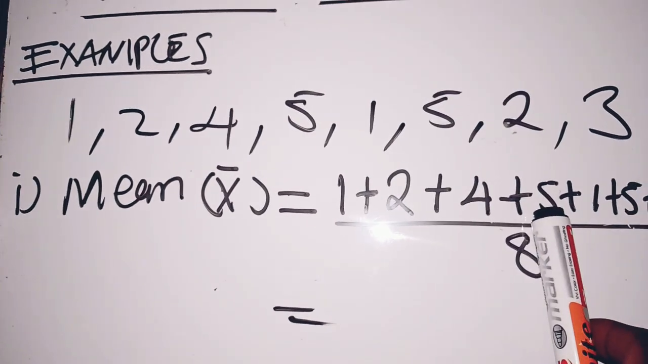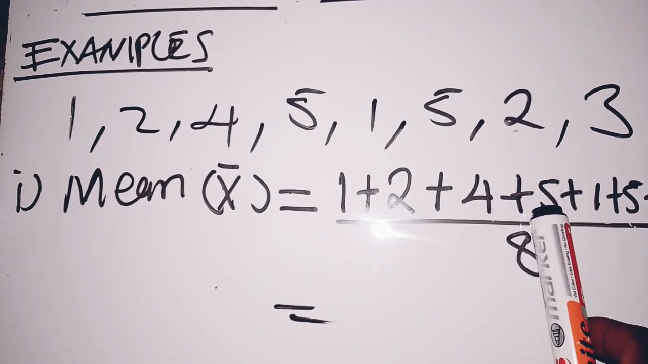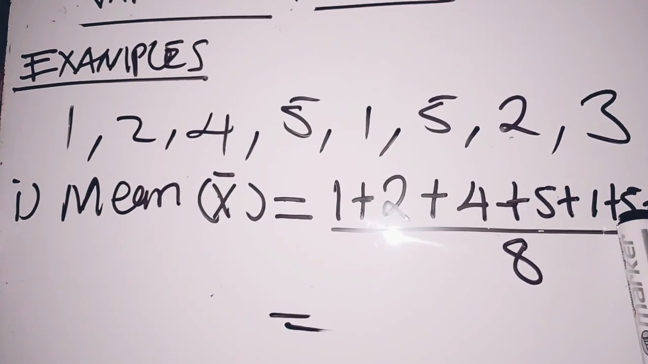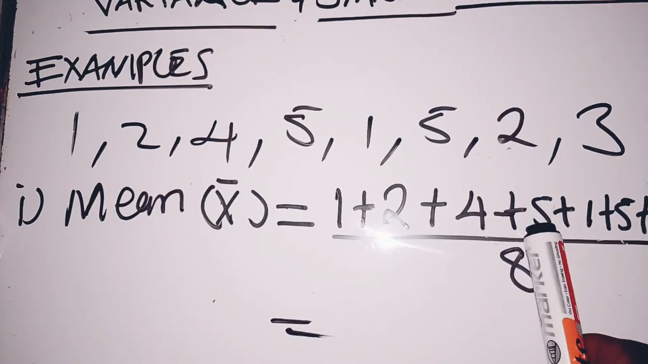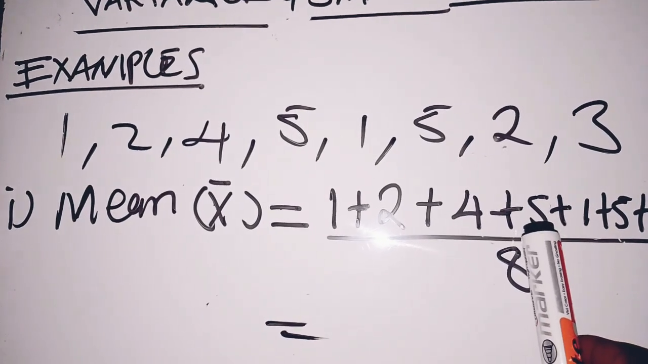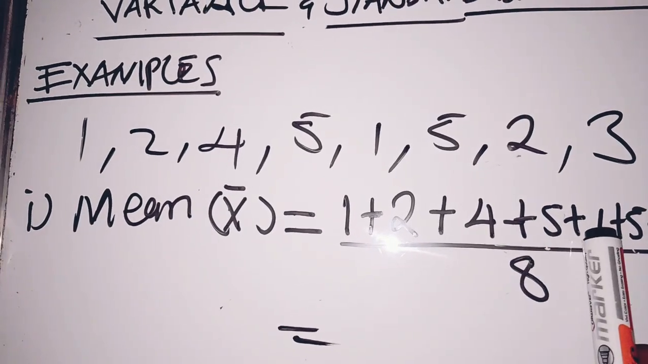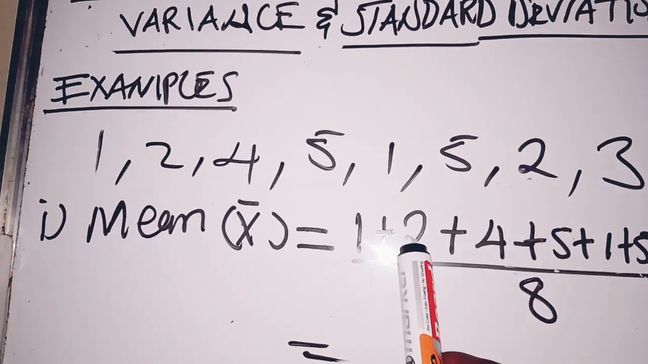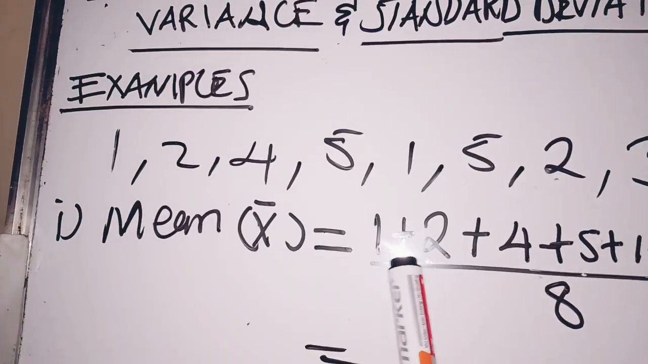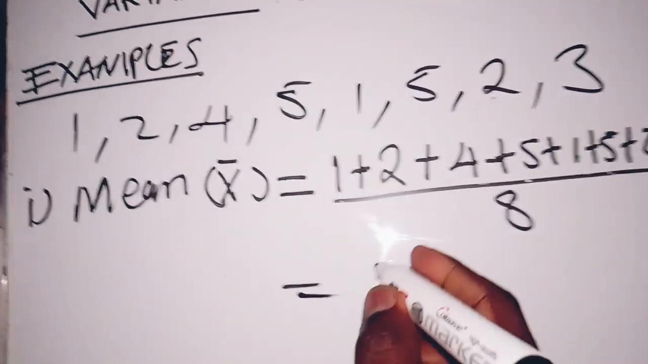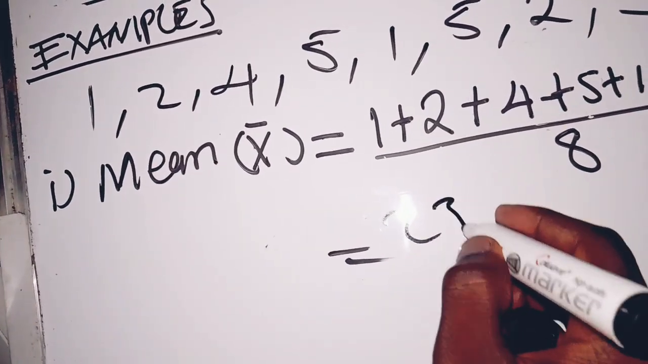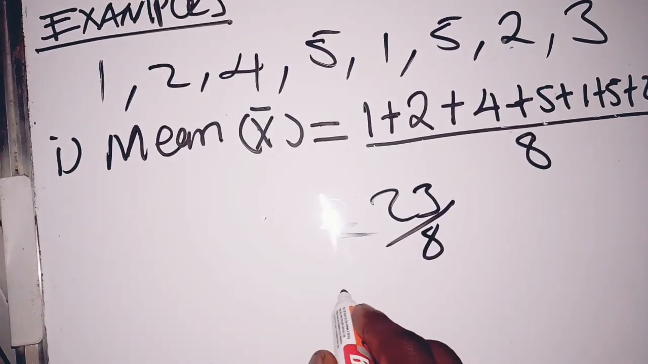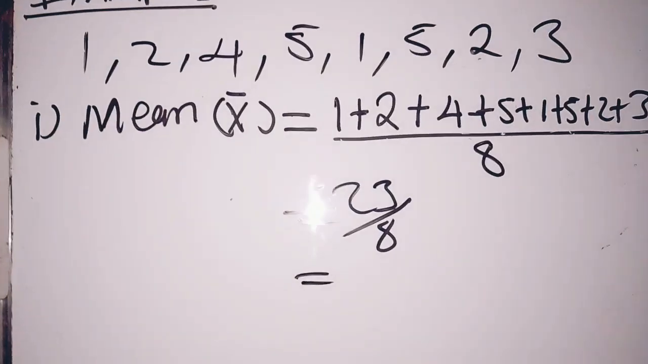10, 15. Okay, this is it: 10, 2 plus 3 is 5, 5, 10. And then this one, 15, 4 and 1 give us 20. Okay, 20, 22, right, 23. So we have got what? 23 over 8.